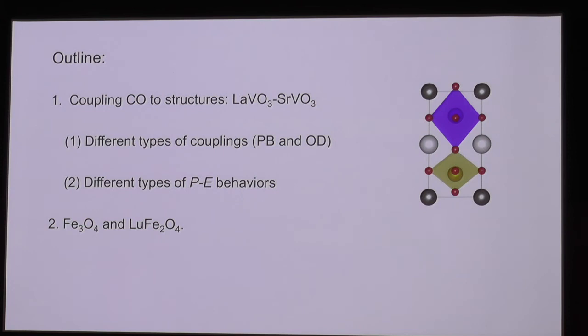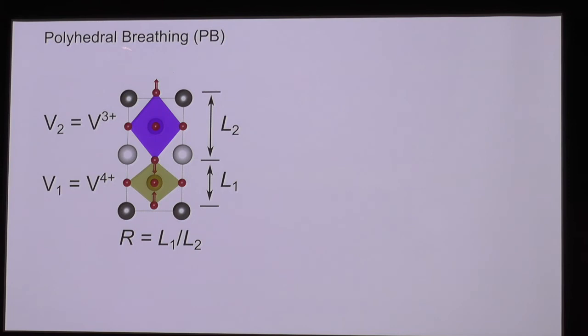The first lattice distortion I would like to introduce is polyhedral breathing. The polyhedral breathing can be quantified by the ratio R between the volumes of the two polyhedrons associated with different vanadium atoms. Generally, the oxygen octahedron associated with vanadium 4+ should be smaller compared with that associated with vanadium 3+, because the ionic size of vanadium 4+ is smaller than vanadium 3+.